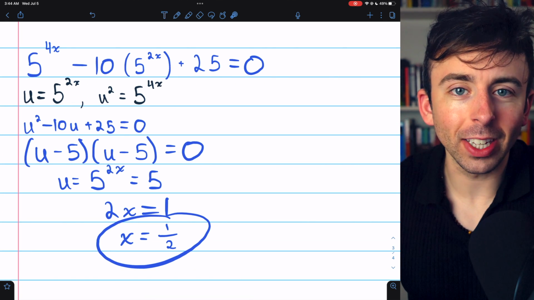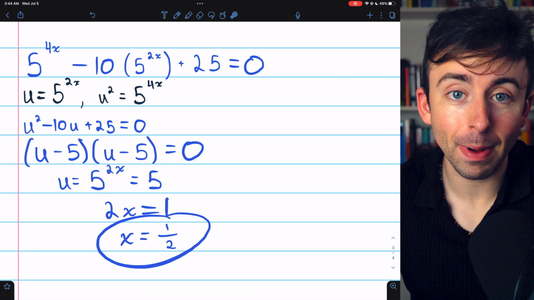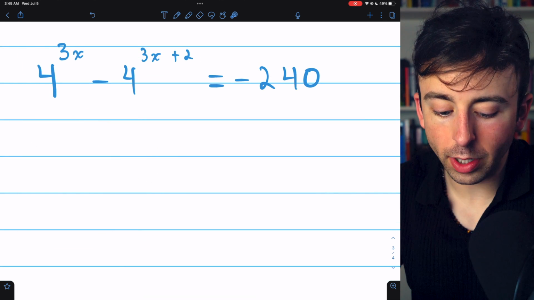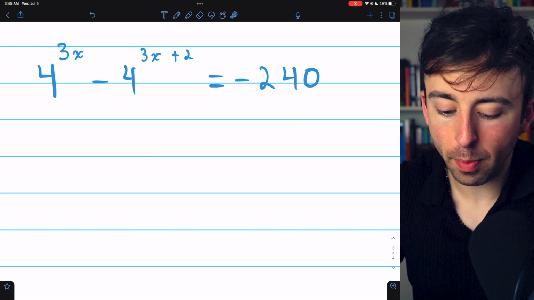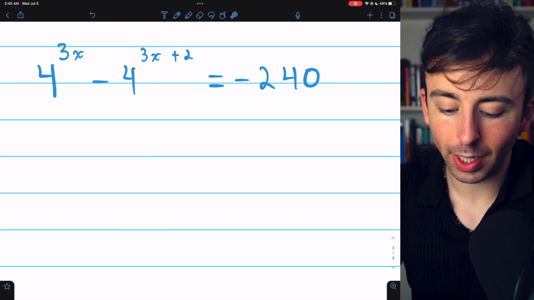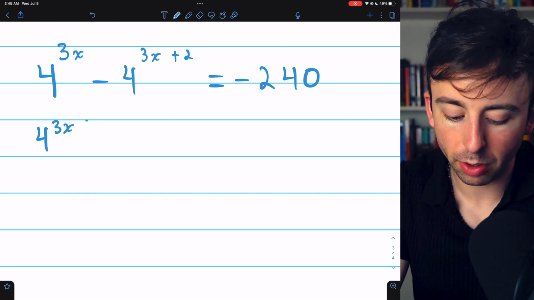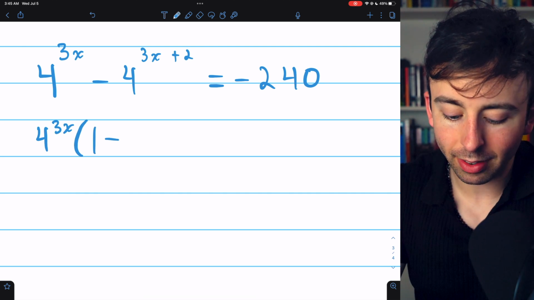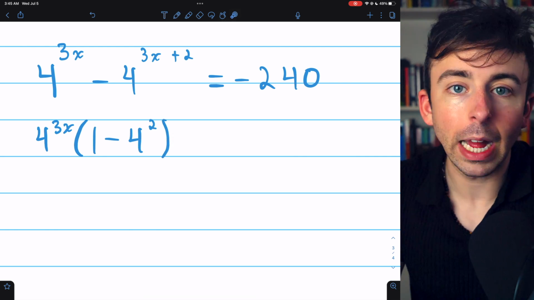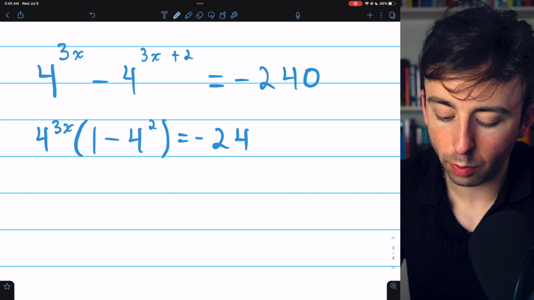Always make sure you're on the lookout for quadratics that are in terms of something you might not expect. In this final problem, we have to notice that we could take 4 to the 3x out of the first term and the second term, because the second term is 4 to the 3x plus 2. So if we take 4 to the 3x out of both of those terms, that leaves us with 1 minus 4 to the power of 2 by our exponent rules, and this is equal to negative 240.